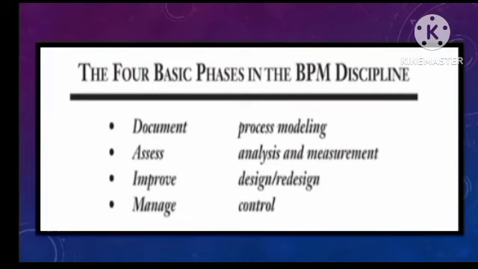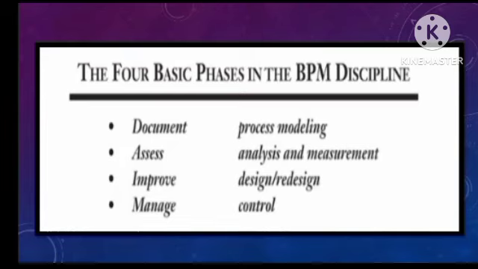So again, the four basic phases in the BPM discipline, we have the document, which involves process modeling, the assess, which has analysis and measurement, improve, which includes design or redesign, and manage, which means to control. So the value chain processes are a strategic asset of the organization. So they must be documented, measured, improved when necessary, and managed like any other asset. By following the methodology outlined, managers have the added advantage of using enabling technology to help execute this process more efficiently and effectively.